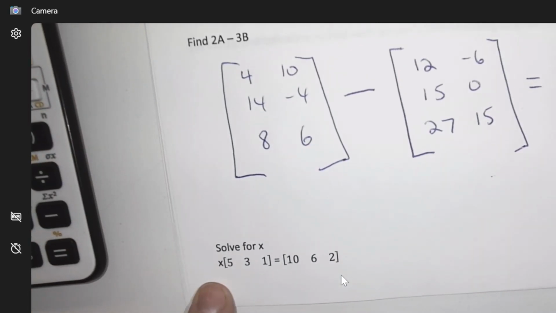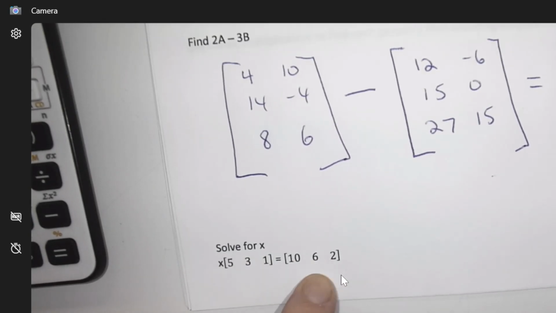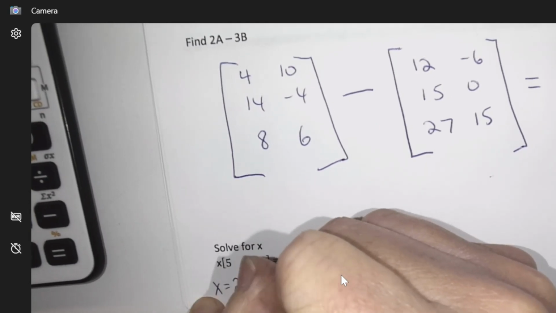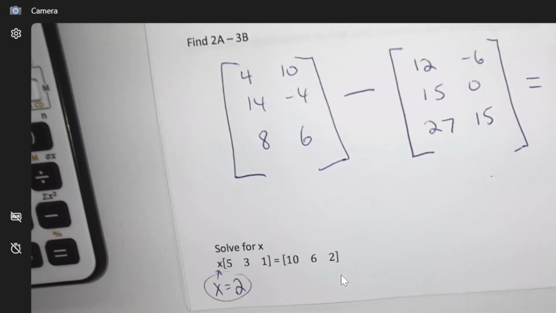Okay, so figure out what the coefficient is that's missing here. So what did I times this by to get to that? The coefficient would have been a 2.